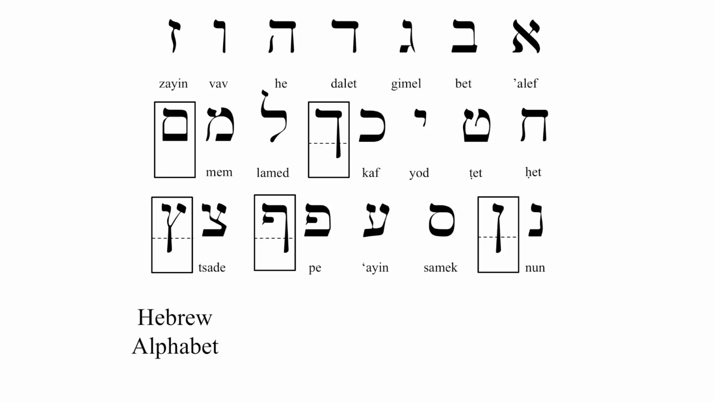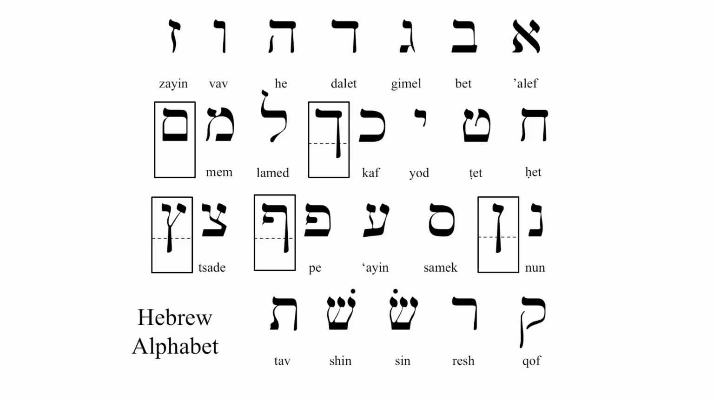The last row comprises the letters Kof, Resh, Sin, Shin, and Tav. Again, the pronunciation of these letters is going to be just like it was before. You're going to be saying the first sound of the name of the letter. The Resh is going to be pronounced either with a trilled sound, R, somewhat like in Spanish, or R in the back of the throat, like you hear in French.